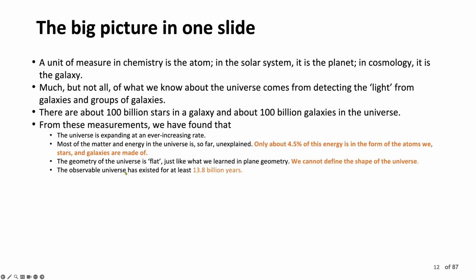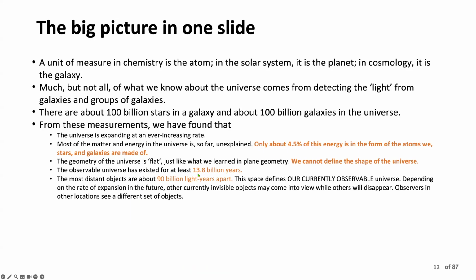But the observable universe, the one that contains 100 billion stars in each galaxy and at least 100 billion galaxies, has existed for around 13.8 billion years. The distance between the most distant objects is about 90 billion light years. This is the volume of space that our observable universe contains. And we'll get into this again. I'll show you why we think that's the right number.